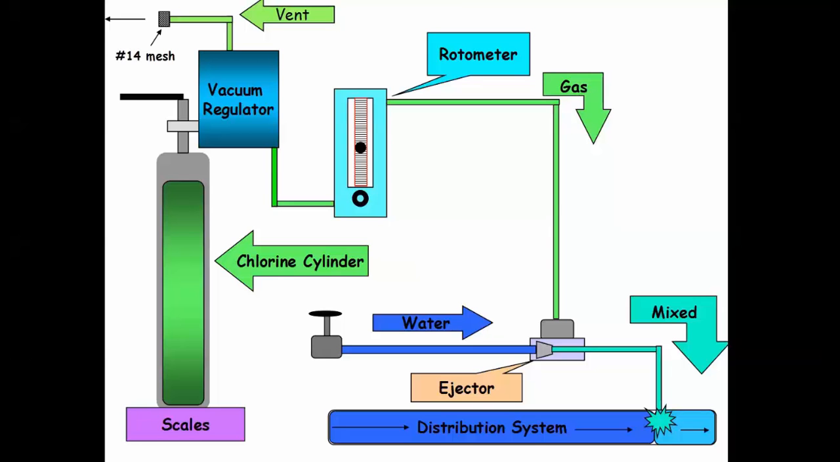This is a picture of a chlorine system. You've got your tank here, your regulator. The chlorine comes through the regulator, goes through here, this feed rate. This is your pounds per day, and then it comes out and it's injected into the system through an injector.